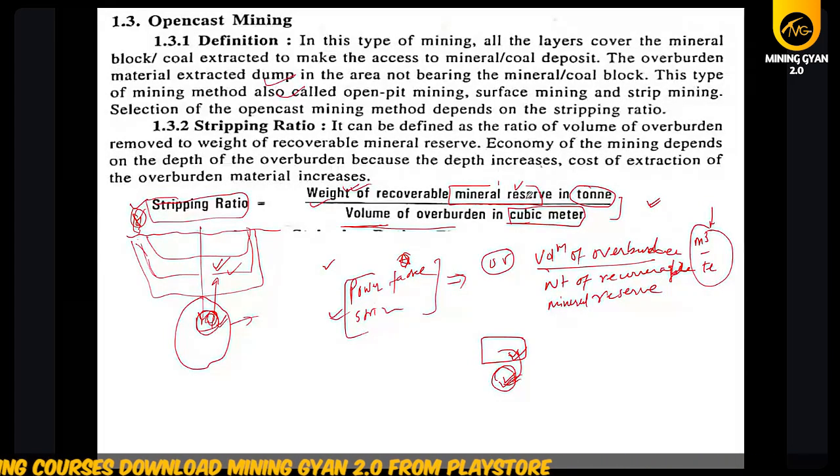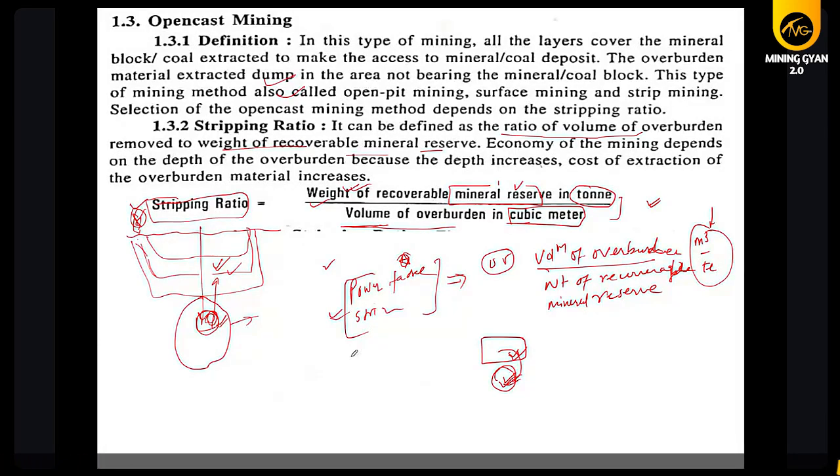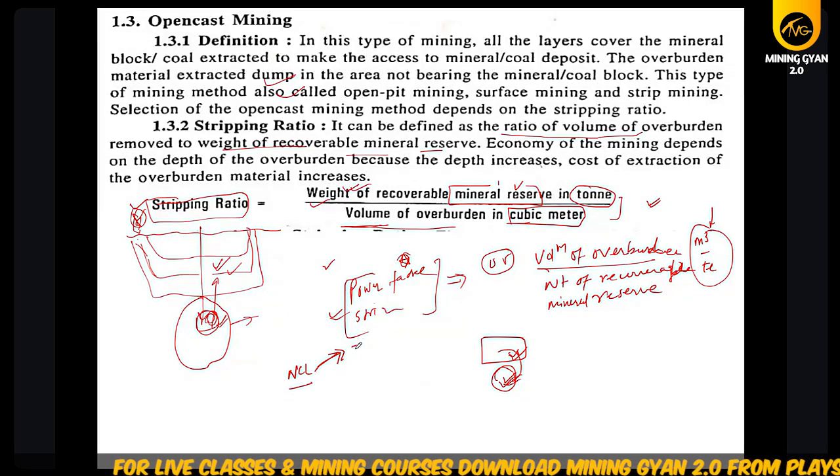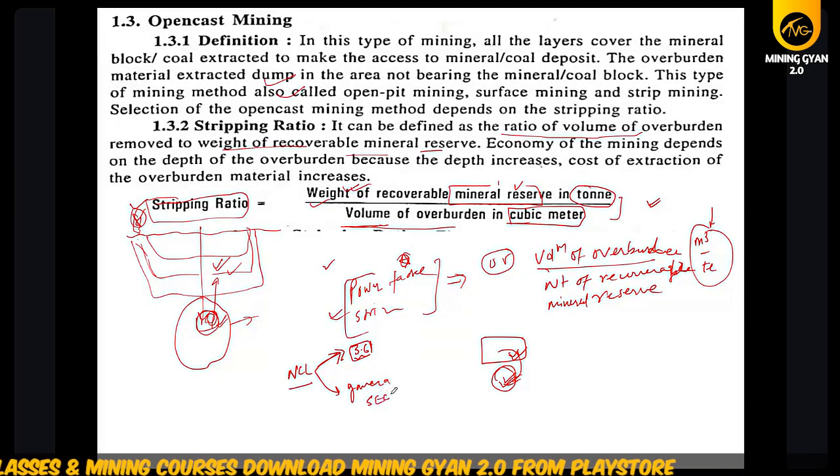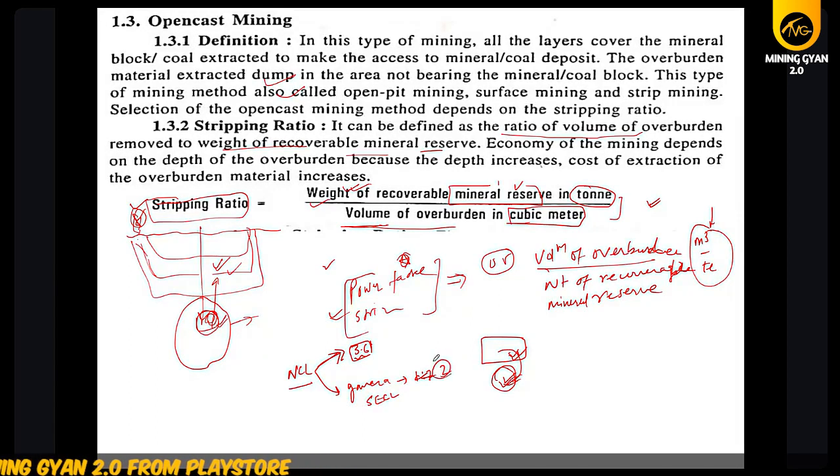Okay, so the stripping ratio definition is the ratio of the volume of the OB removed to the weight of the recoverable mineral reserve. It depends. Sometimes in NCL, if you want to extract coal, the stripping ratio is 3.6. If you go to the Gevra mines of SCCL, there will be 1:2, meaning 2 is the stripping ratio. So this is 1:3.6.